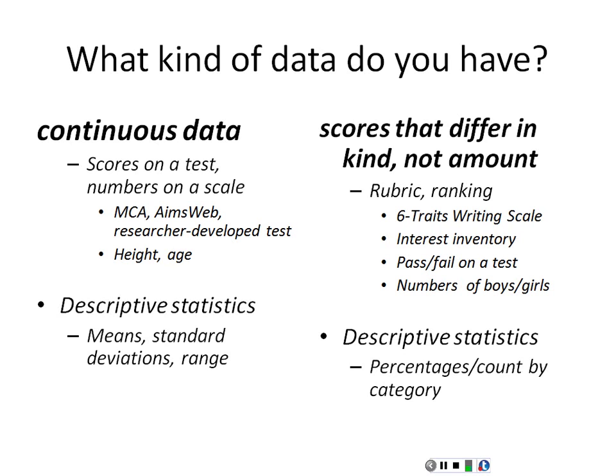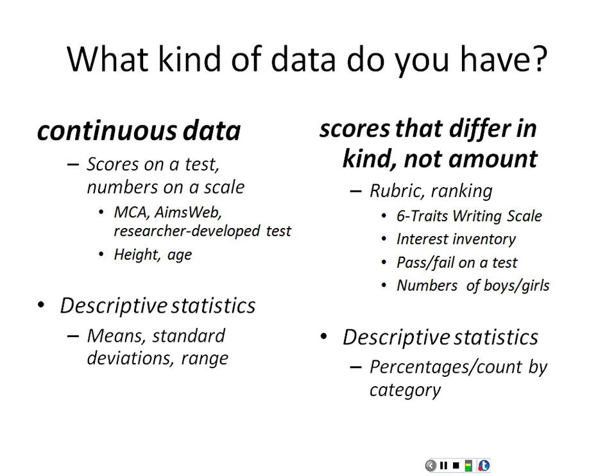You will either have continuous data or categorical data. Continuous data are things like scores on a test or numbers on a scale that very often will start with 0 or 1 and go up by increments of 1. Examples are the MCA scores, the Ames Web scores, tests that you might develop on knowledge. Height is normally distributed. Age. If you have those kinds of scores, your descriptive statistics will be means or averages, the standard deviations, which means how far from the average they deviate, and the range from the lowest to the highest score.